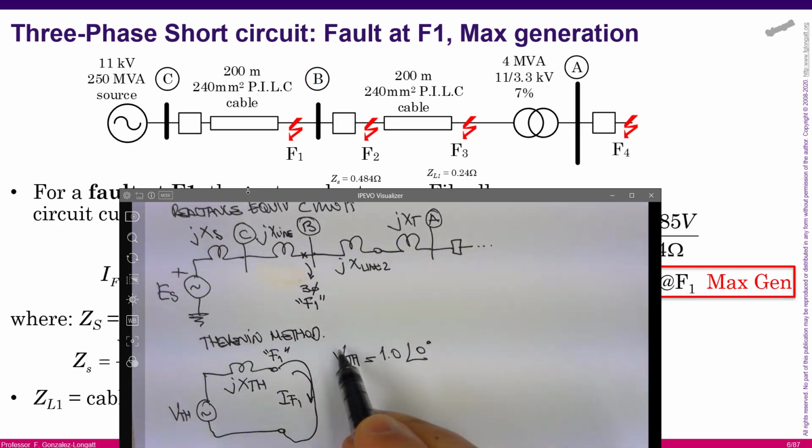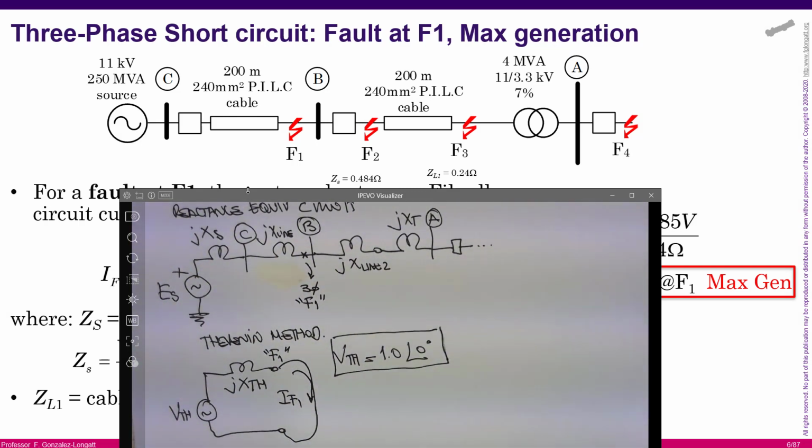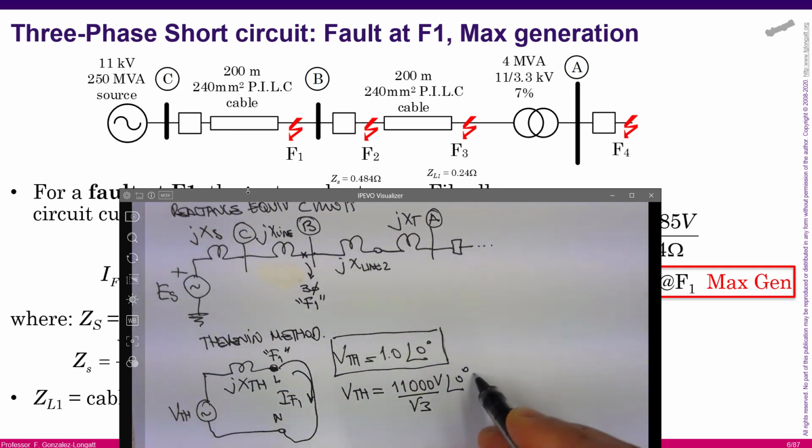Assuming that we are using the nominal voltage as a base, okay? However, if you are using real units, you must remember the following. This is a line to neutral model, and if you are using real units, voltage 1 per unit should be equal to the nominal voltage, that is 11,000 volts divided by square root 3, at 0 degrees. You must remember that this is the line to neutral voltage because we are using the line to neutral equivalent model, okay?